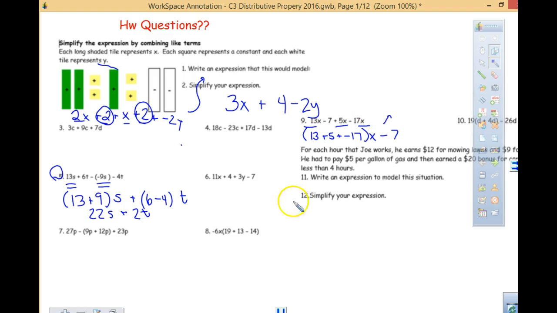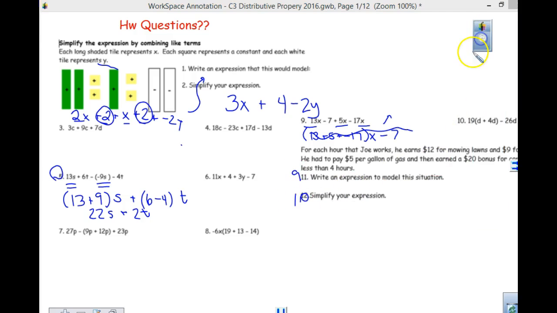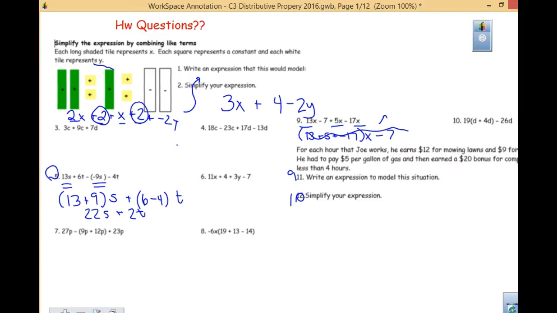Oh, this isn't ours. Number 9 is the one, for each hour that Joe worked. Yes. Where did that one come from? I was wondering. So this number 9 is right here. Write an expression. This is 9 and this is 10, right? So, my fault.